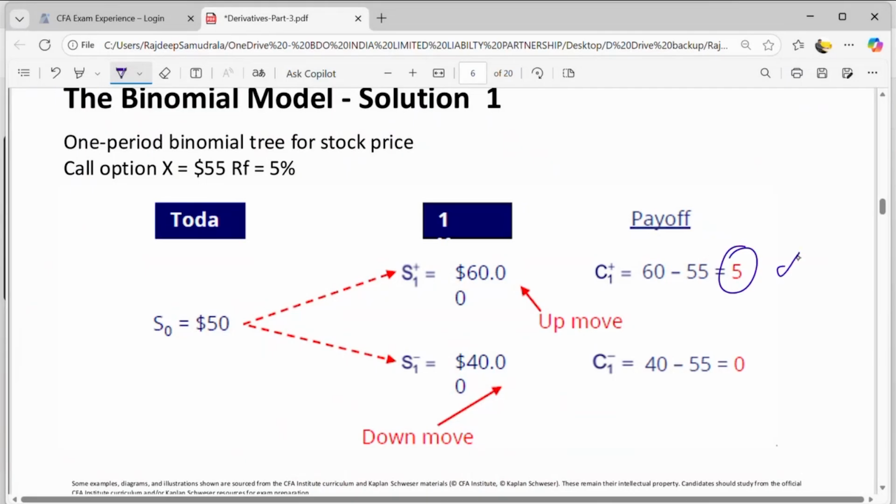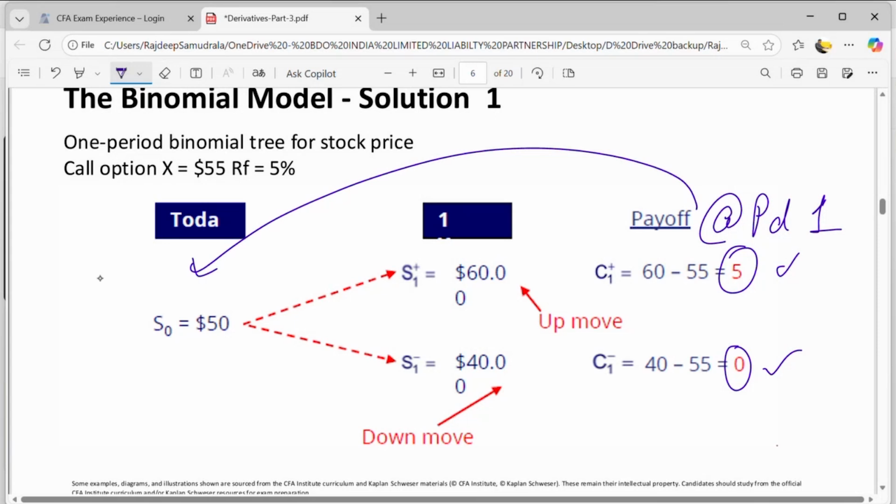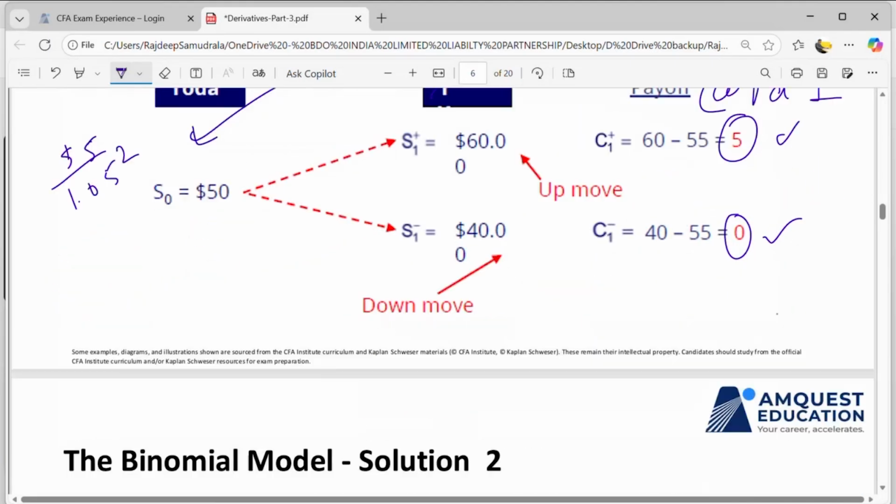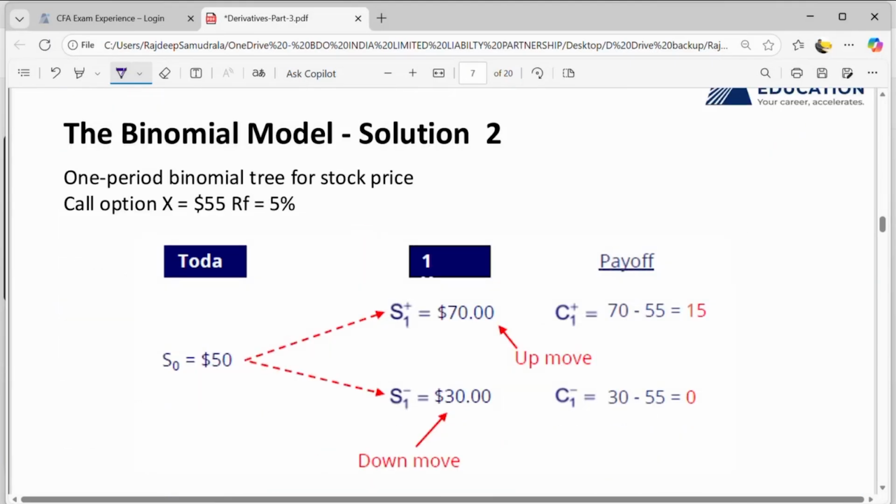Okay, but remember, that's the payoff at period 1. If they ask what's the maximum value today, you can say $5 divided by 1.05. Clear? If this were period 2, you would do $5 divided by 1.05 squared, because of 2 years of discounting. So just try to follow the norms, see which period it is and take it accordingly. Clear, any questions? Okay, now the binomial model.